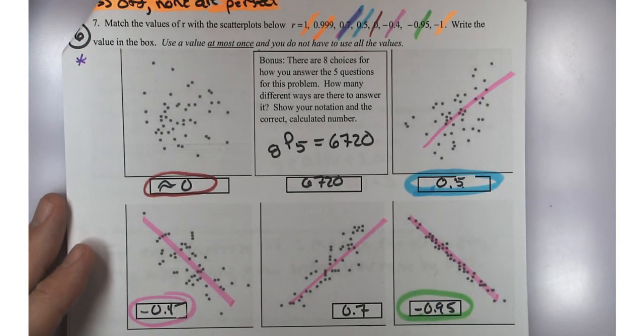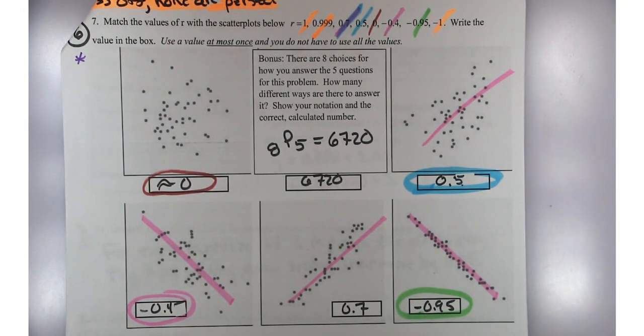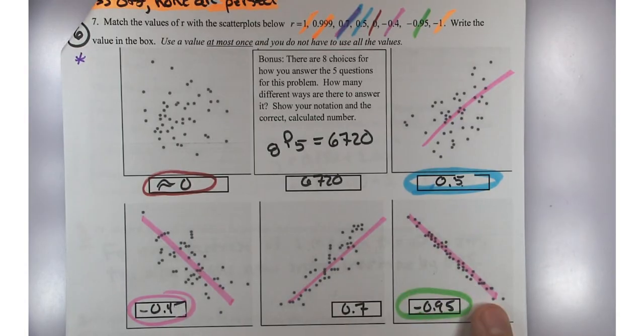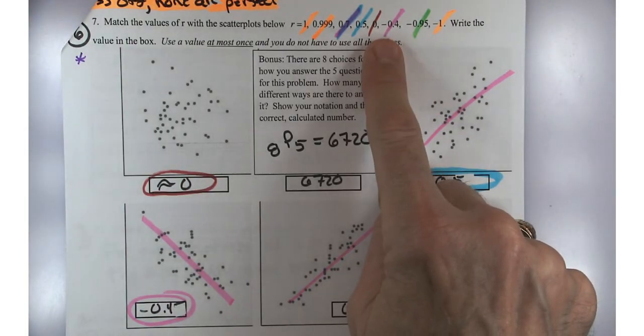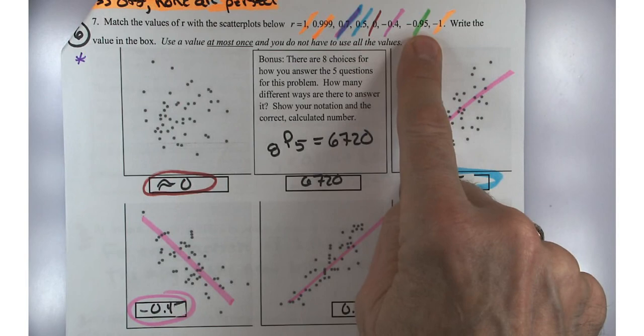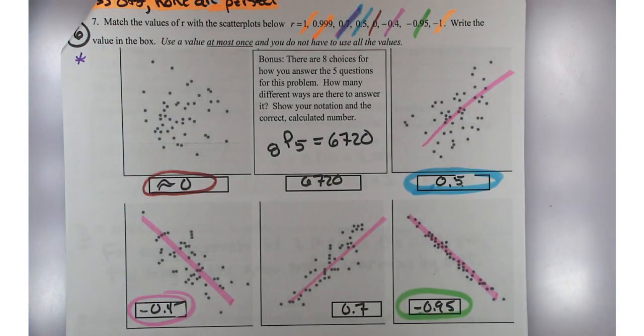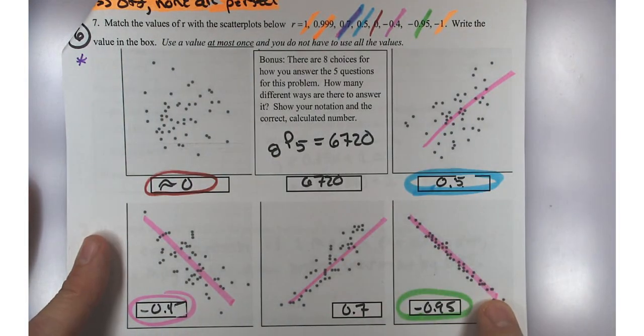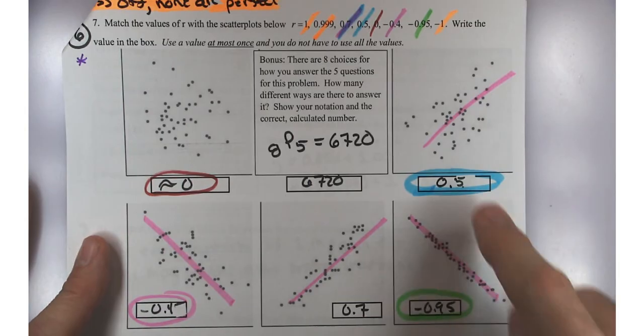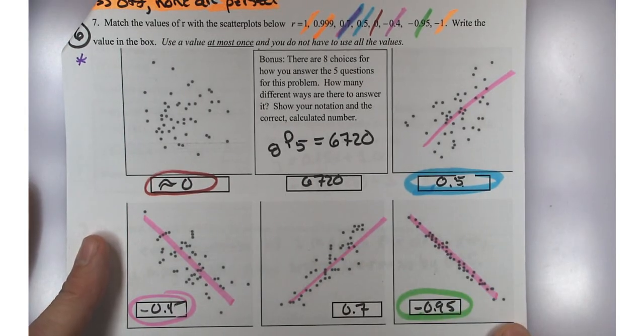Now of those values that are left, let's take a look at this one. This is pretty close to, you know, a perfect relationship. It's not great, but it's close. So let's take a look at your choices. Now it has to be something that's negative, right? So it's either negative 0.4 or negative 0.95. Which one does it have to be? Yeah, negative 0.95. It's closest to negative 1. So, all right, that one's negative 0.95.